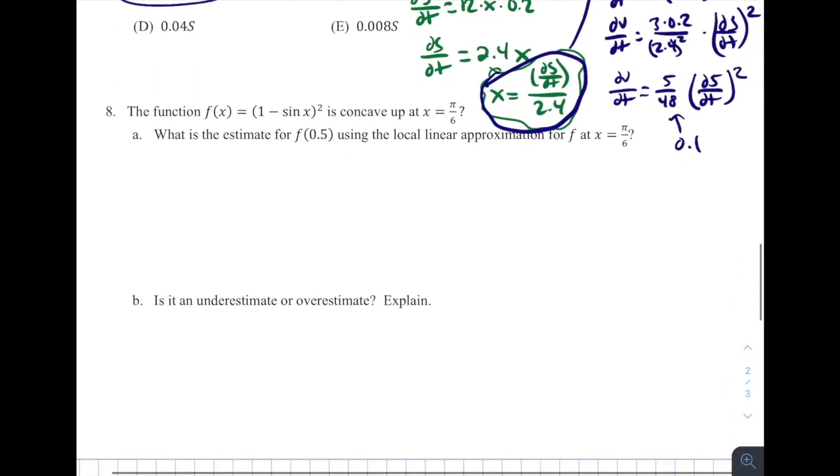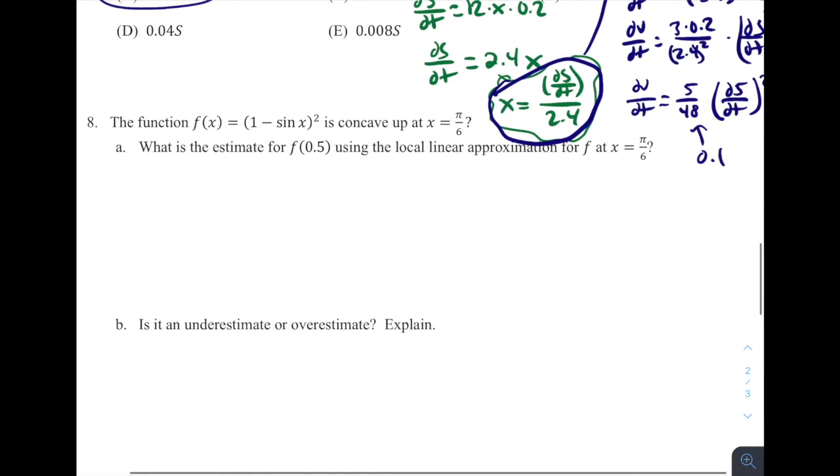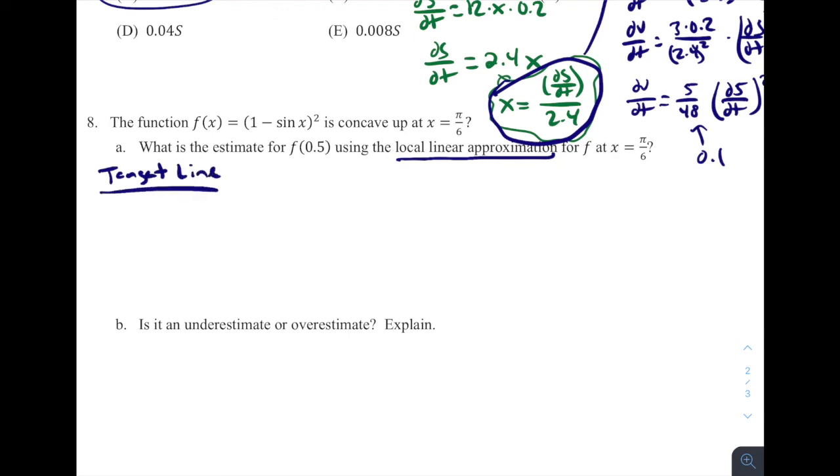Great. Number 8. The function f of x is equal to 1 minus sine of x quantity squared, and it's concave up at x equals pi over 6. What is the estimate of f of 0.5 using the local linear approximation for f at x equals pi over 6? Local linear approximation, if we're doing that, should be the equation of a tangent line. And so for our tangent line, we're going to need a point and a slope.